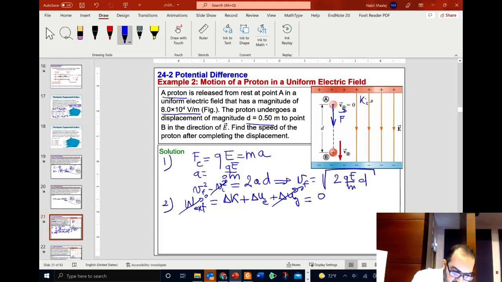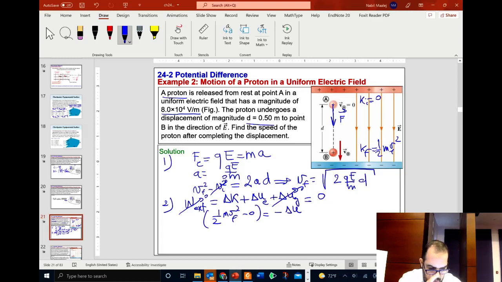K initial is 0 because it starts at 0 in velocity. K final is 1/2 m v final squared. So I can write 1/2 m v final squared minus 0 is equal to minus delta U. Okay, what is delta U? We have an equation for delta U.